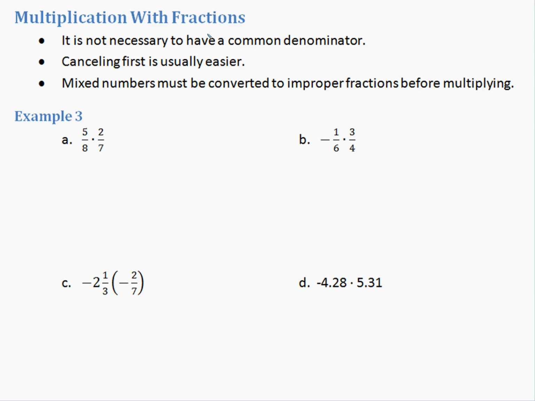Here's a reminder on multiplying with fractions. It's not necessary to have a common denominator. In fact, it usually makes it harder because you're working with bigger numbers. Canceling or simplifying or reducing usually makes it easier. And when we reduce, we can reduce something from a numerator with something in the denominator, or vice versa, denominator with numerator. And another key thing, mixed numbers must be converted before you multiply. And when I say must, that's really the easiest way to do it. You can multiply mixed numbers, but it's kind of a pain.